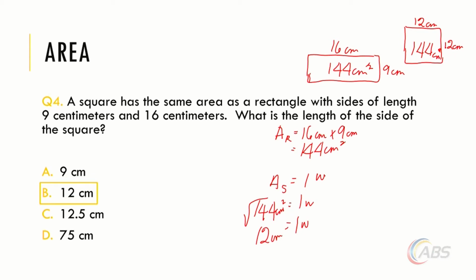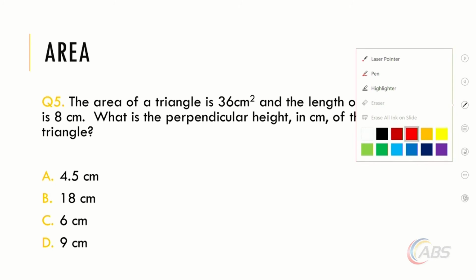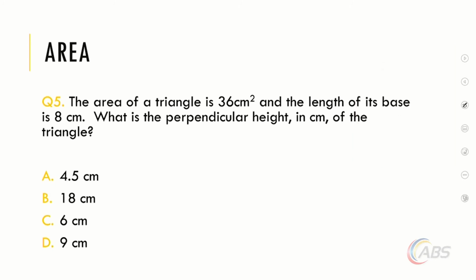So our answer there is B, which is 12 centimeters. The area of a triangle is 36 centimeters squared, and the length of its base is 8 centimeters. What is the perpendicular height in centimeters of the triangle?